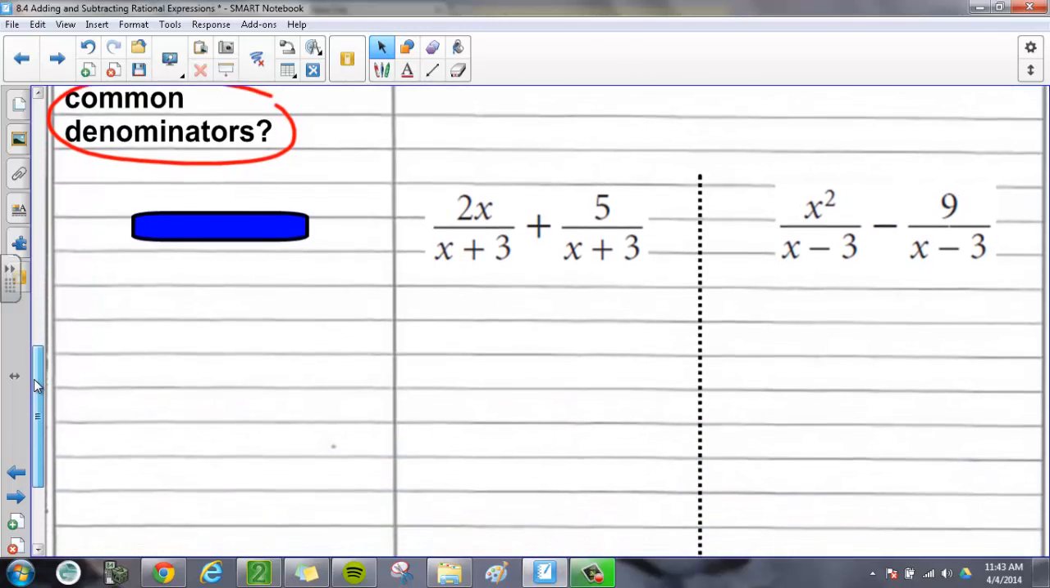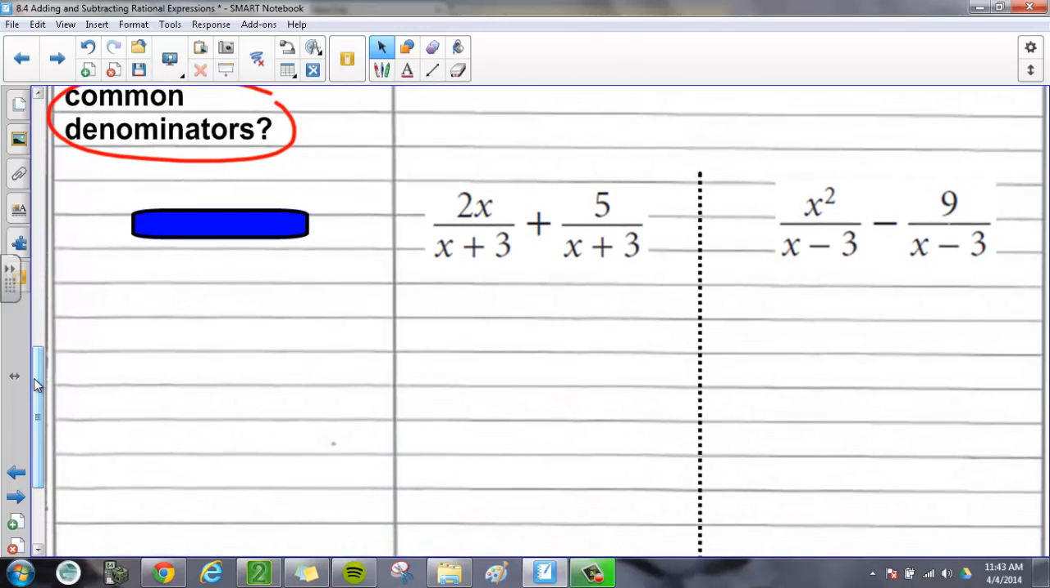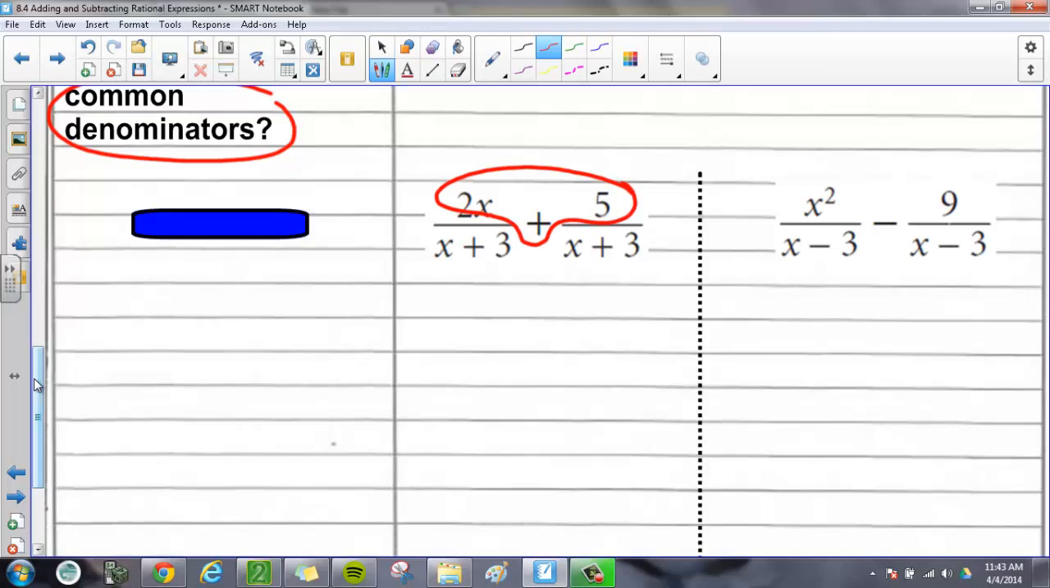We'll do each of these problems one at a time, because I don't want it to get confusing. First thing to do is add or subtract the numerators. Well, in this situation, we're going to be adding 2x plus 5. So we have 2x plus 5, and that's all divided by our denominator. Now, you don't add the denominators. Remember that. They just stay the same. So it's just x plus 3.